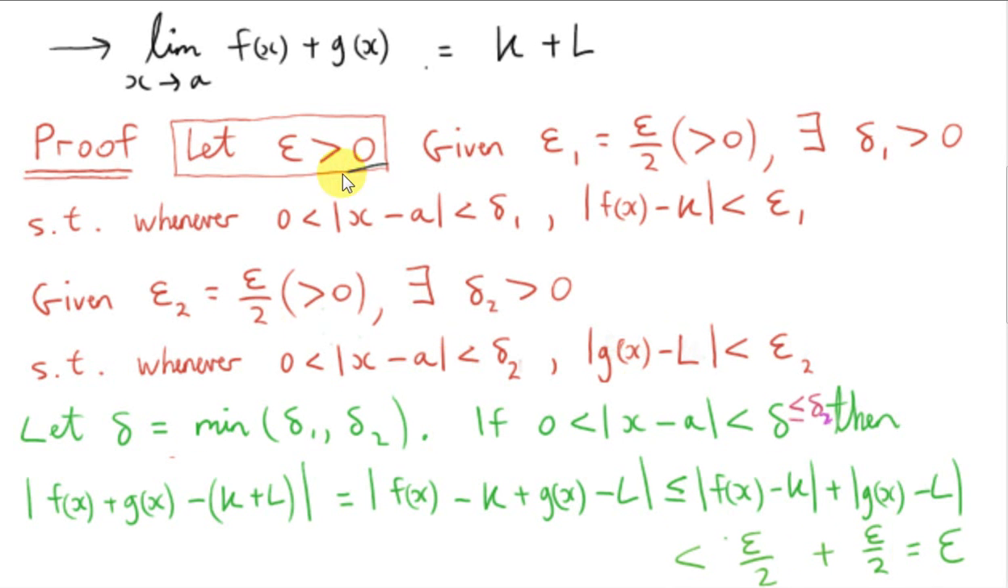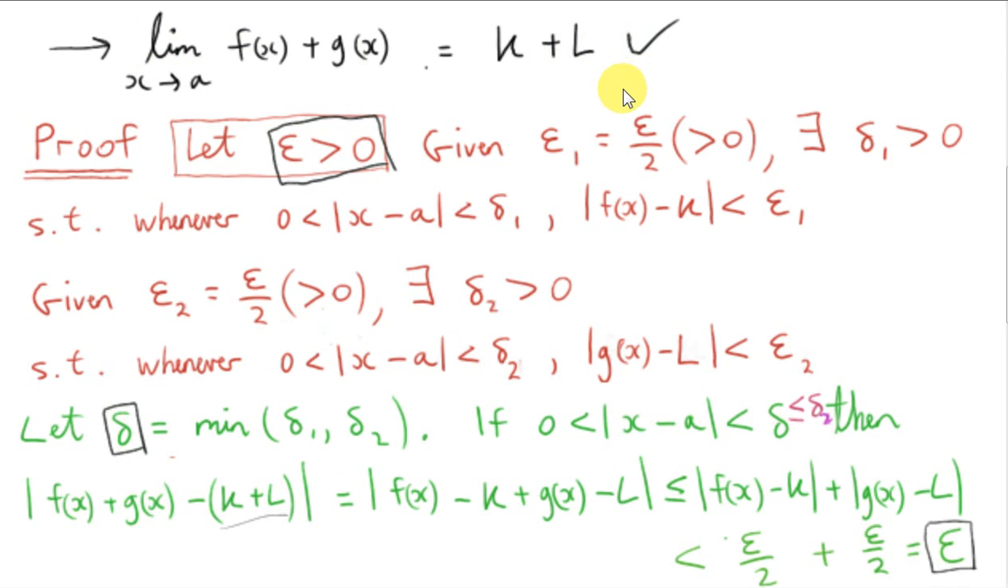So you see that if we choose any epsilon greater than 0 from the outset, then we can find a delta such that whenever x is within a distance delta of a, but x is not equal to a, then f of x plus g of x is within a distance epsilon of k plus L. In other words, the limit as x tends towards a of f of x plus g of x equals k plus L.